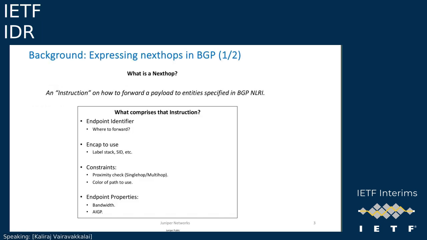So as a background, like what we already discussed in the previous sessions, how we carry next hops in BGP. So basically, what is a next hop? A next hop is an instruction on how to forward a payload to entities specified in the BGP NLRI. And what comprises that instruction is broadly the endpoint identifier, basically where to forward to, what encap to use, and what are the constraints, like whether it's single hop, multi-hop, or what color to use for the path, and the endpoint properties like bandwidth, AIGP, and other good things that we are talking about.